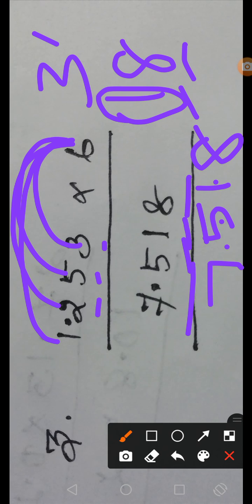So the point we put means that the result is conveyed as a decimal number. So when we multiply decimal numbers we get decimal numbers, that we know.